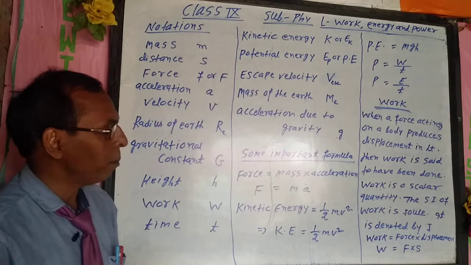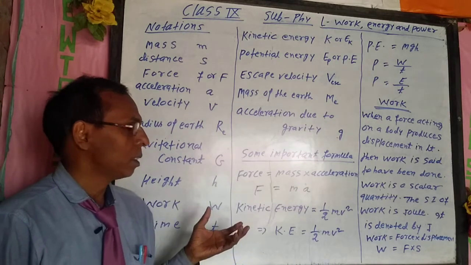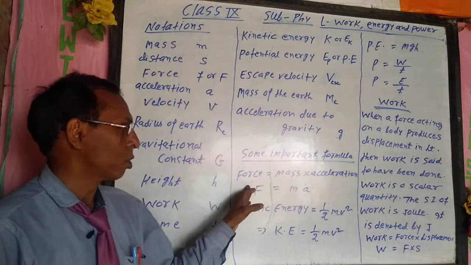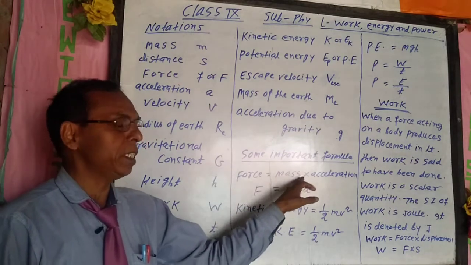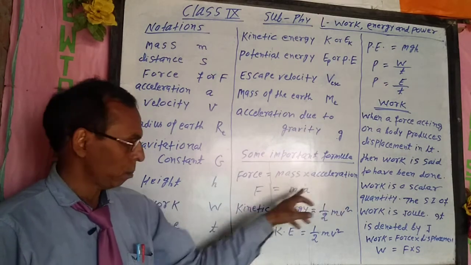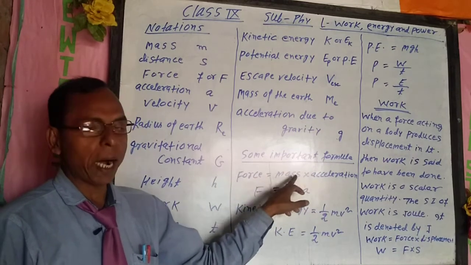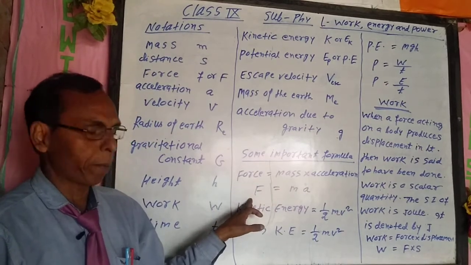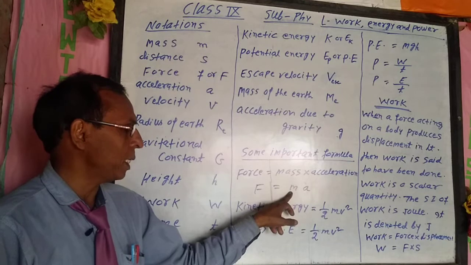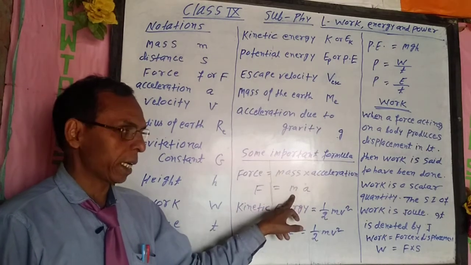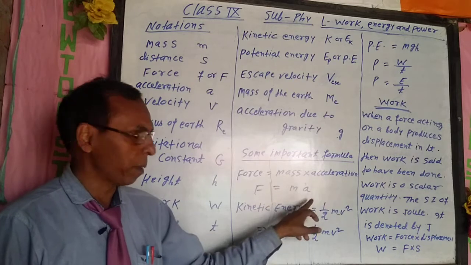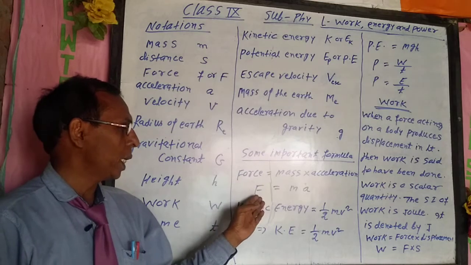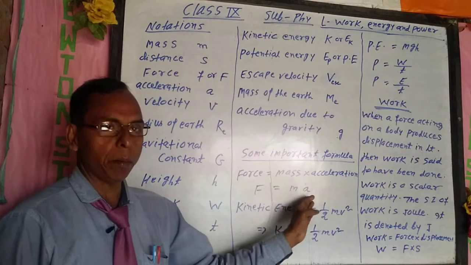Now I am going to explain some important formulas. Force is equal to mass into acceleration. Force is denoted by capital F, mass is denoted by a small letter m, acceleration is denoted by a small a. Hence, F is equal to ma.